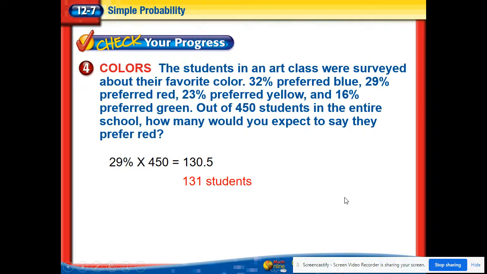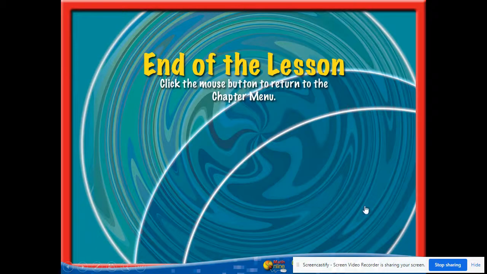All right, let's do this again. Now, people in the art class were surveyed about their favorite color. 32 said blue, 29 red, 23 yellow, 16 green. If there's 450 kids in the student body, how many would you guess would prefer red? So again, we take that 29% times 450 is 130.5. Again, we got to round, so 131 students. All right, that's what I have for you today.